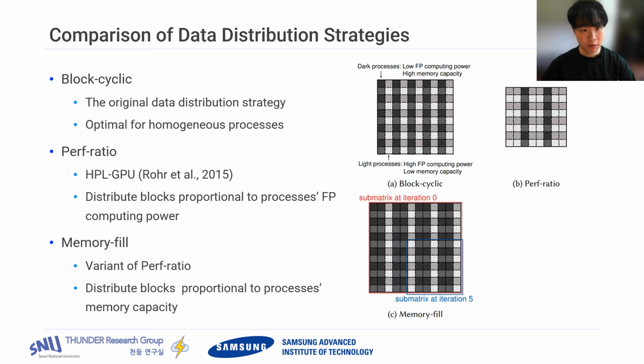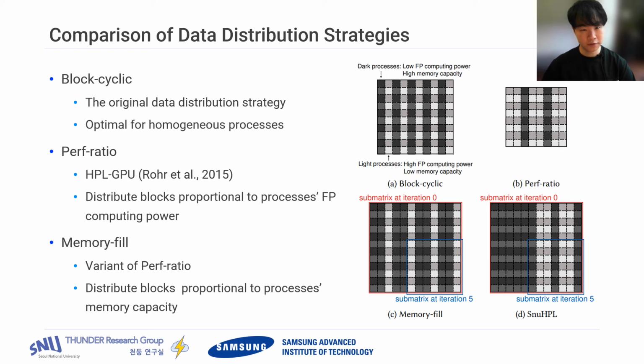These two strategies may result in low performance because a large enough problem size is required for the optimized HPL run. Memory fill is similar to perf ratio, but it distributes the data proportional to the memory capacity of each process. The key idea of memory fill is to use all available memory. Memory fill can fully exploit every process's memory. However, it does not consider the floating point computing power of the processes. Dark processes have low floating point computing power, but get more workload due to their large memory capacity. Such imbalance is kept during the entire HPL run because the ratio of submatrix size does not change during the run.